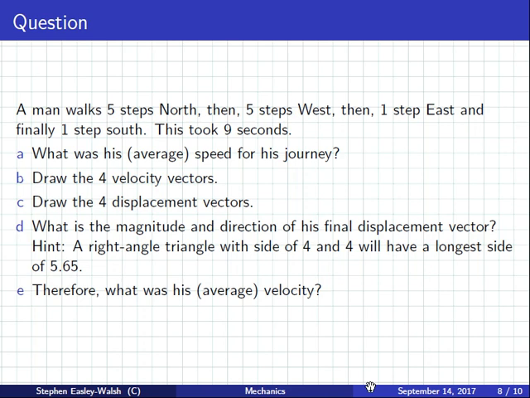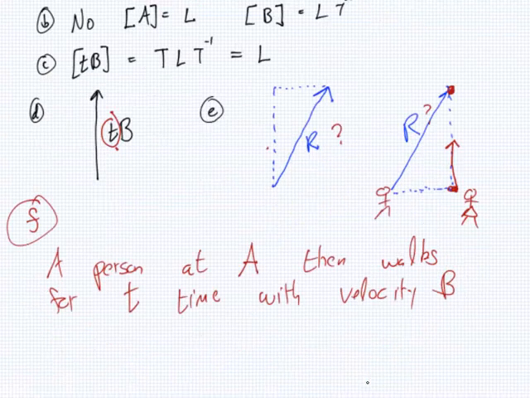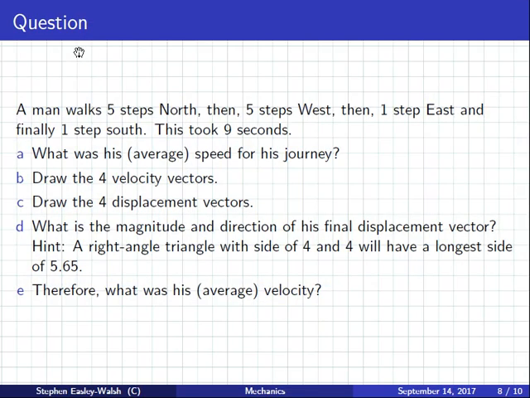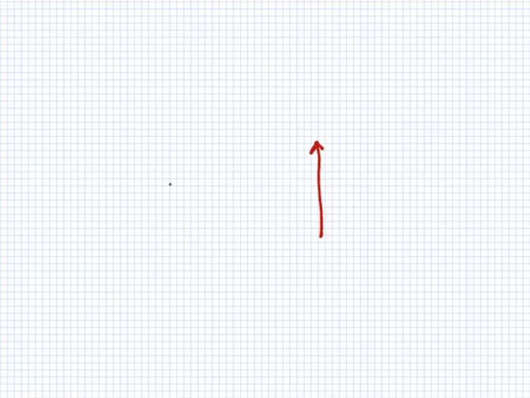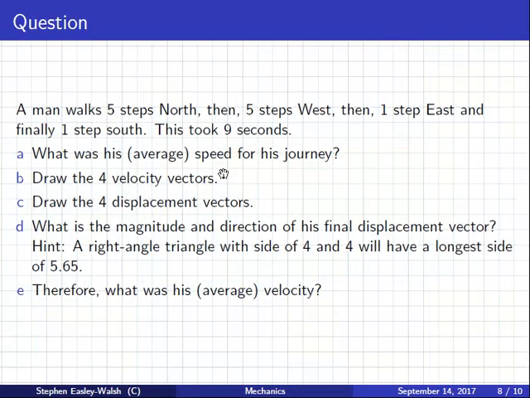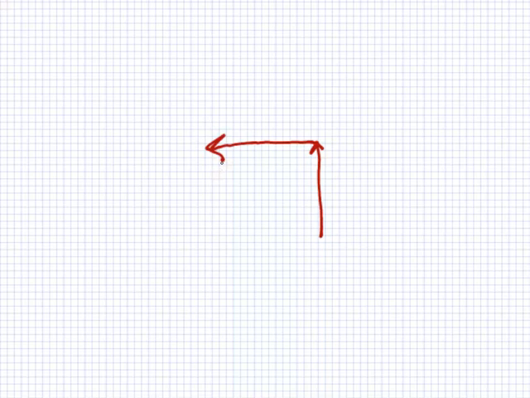Do you all get that? Yeah, good. Okay, now the next is to draw the 4 velocity vectors. Let's do that one together. So, his first one was 5 steps north. So this could be, for example, 5 steps north. The next one was 5 steps west, so that's this one here. But to make life nicer, I'll just stick it at the end of this one. So this is 5 steps west, and then what did I have next? 1 step east and 1 step south. So then we had 1 step east, and then 1 step south.